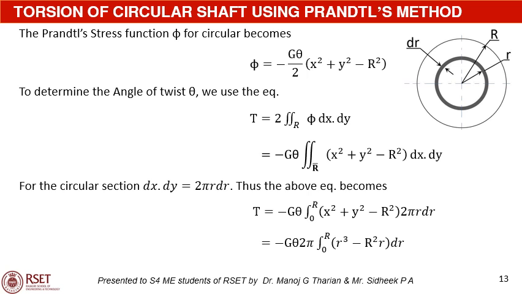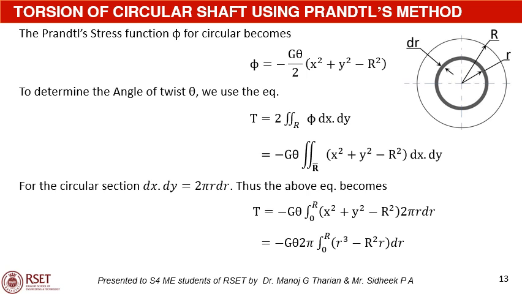minus r square). To determine the angle of twist per unit length theta, we use the expression applied torque T is equal to twice double integral over the region phi into dx into dy. Substituting for the Prandtl stress function phi, the above expression becomes capital T is equal to minus G theta double integral over the region R bar (x square plus y square minus r square) into dx into dy.